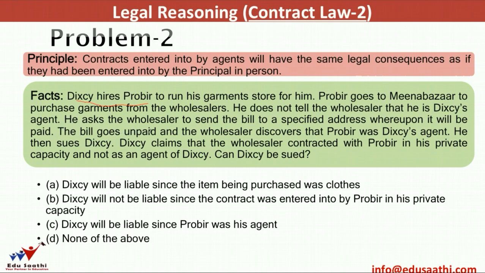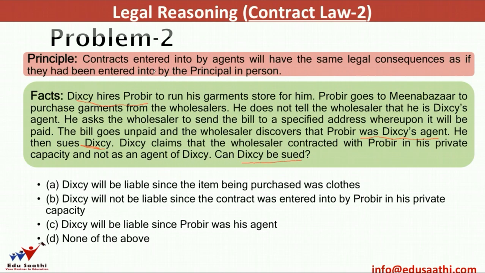The bill goes unpaid and the wholesaler discovers that Probir was Dixie's agent. He did not know this, so he discovers it later. He then sues Dixie, as the principal of the agency. Dixie claims that the wholesaler contracted with Probir in his private capacity and not as an agent of Dixie. Can Dixie be sued?